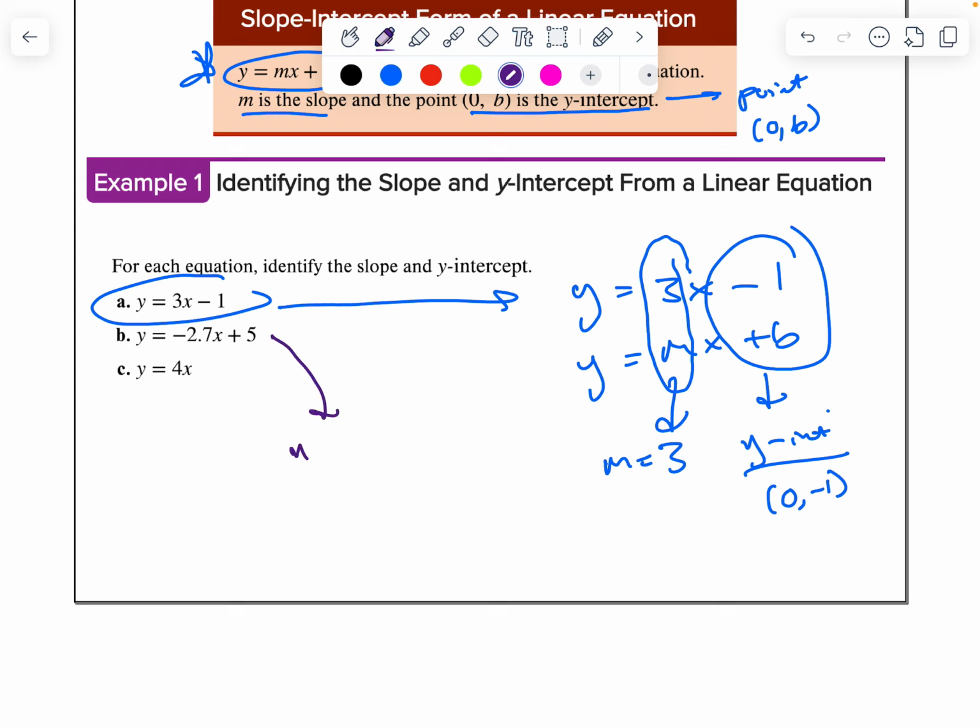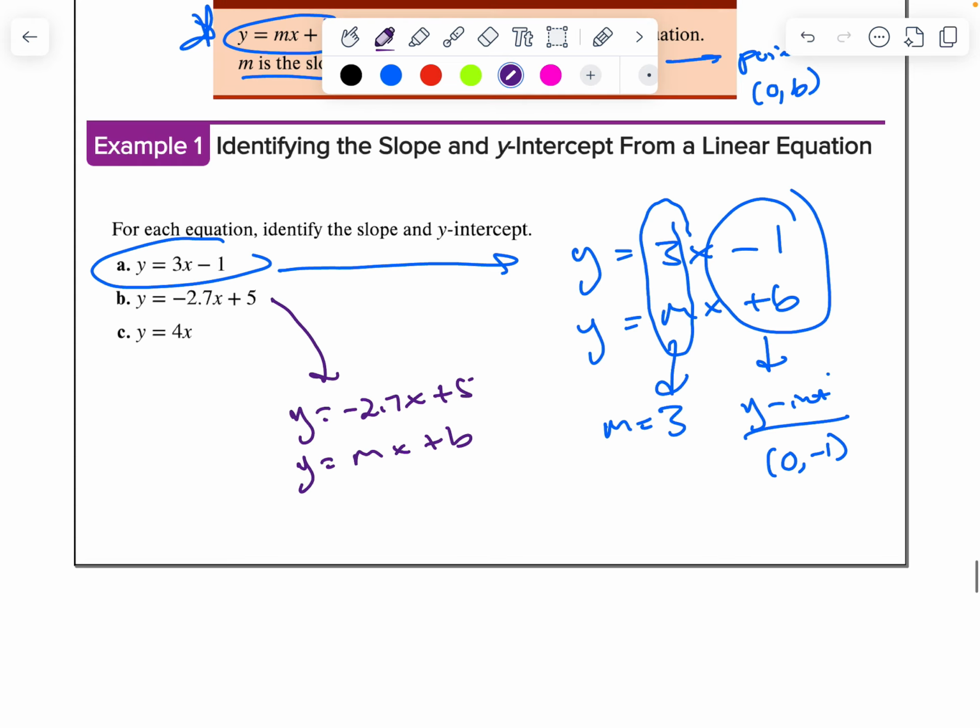In this line, y = -2.7x + 5, we can again just line it up. y = mx + b. We want it to be in that order, y = mx + b, so we can identify things easier. It's going to make it much easier when we go to graph. So here, our slope is -2.7. Notice those are both with the x. It's the item with the x. And our b, our y-intercept, is the point (0, 5).